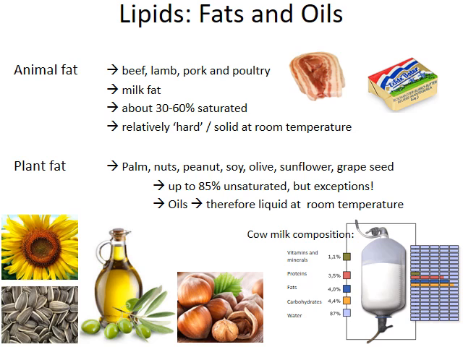When we look at the composition of animal fat, it's about 30 to 60% saturated fat, and it's relatively hard. Let's say it's solid at room temperature. Then plant fat, as we know, we have a lot of kinds of plant fats: palm fat, peanut fat, nut fat, soy fat, olive oil, sunflower oil, grapeseed oil, whatever. And these plant fats normally contain a lot of unsaturated fatty acids. And that's also the reason that most of the plant fats are oils. So they are liquid at room temperature.